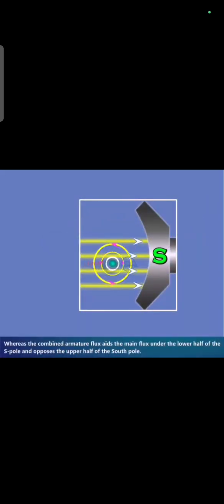Whereas, the combined armature flux aids the main flux under the lower half of the south pole and opposes it under the upper half of the south pole. Hence, the flux lines in the upper half of the S pole are thin and the flux lines in the lower half of the S pole are crowded.